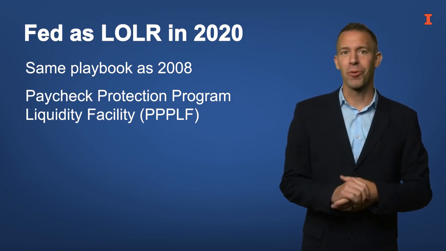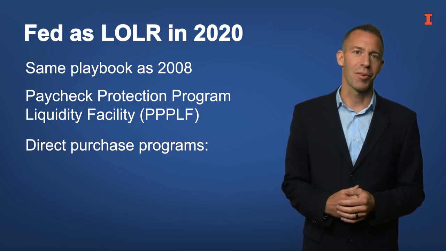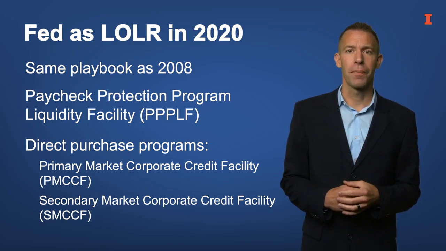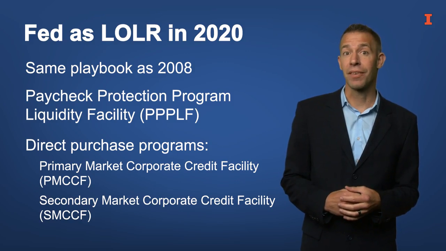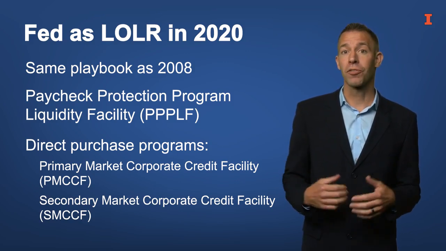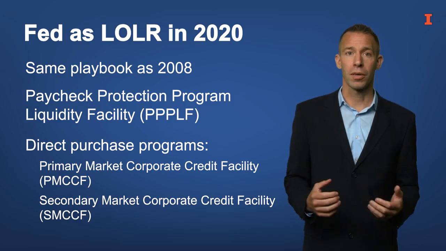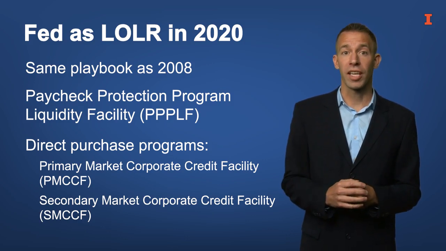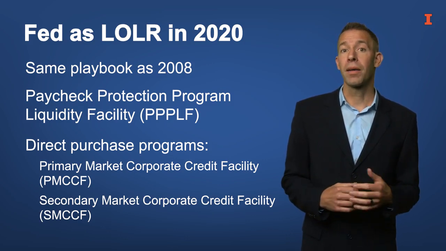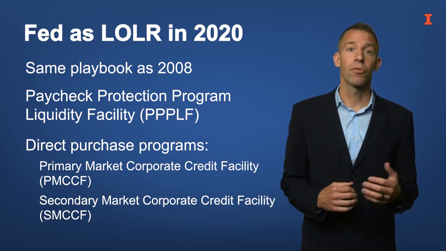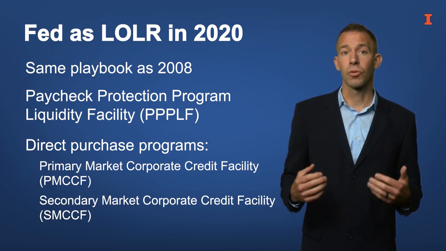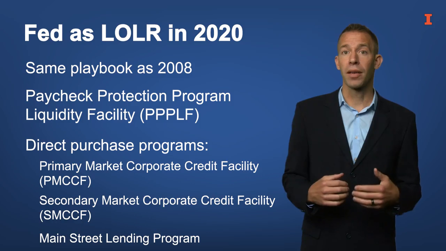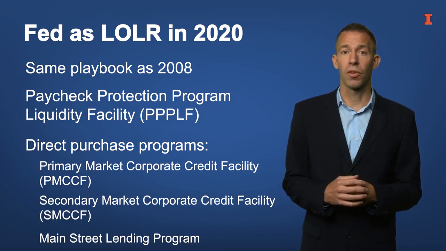The direct purchase programs played a much bigger role this time around. The primary and secondary market corporate credit facilities, the PMCCF and the SMCCF, provided direct support to large businesses through the corporate bond market. The Fed was directly purchasing corporate bonds on a large scale. And by April 2020, the Federal Reserve was also involved in direct lending to small businesses. The Main Street Lending Program allowed the Fed to partner with banks to originate small business loans.